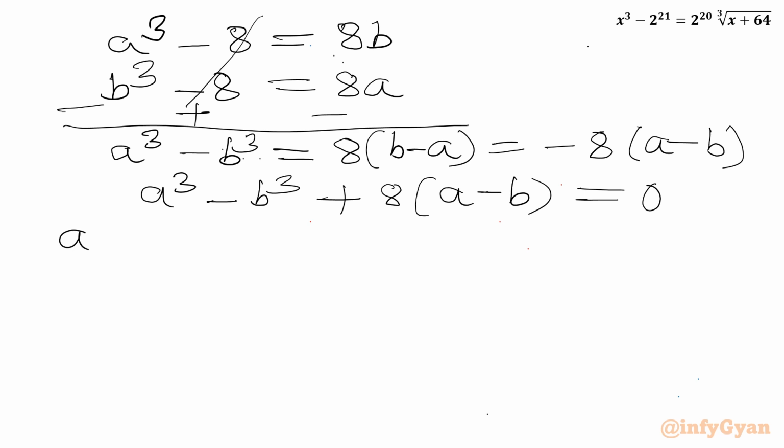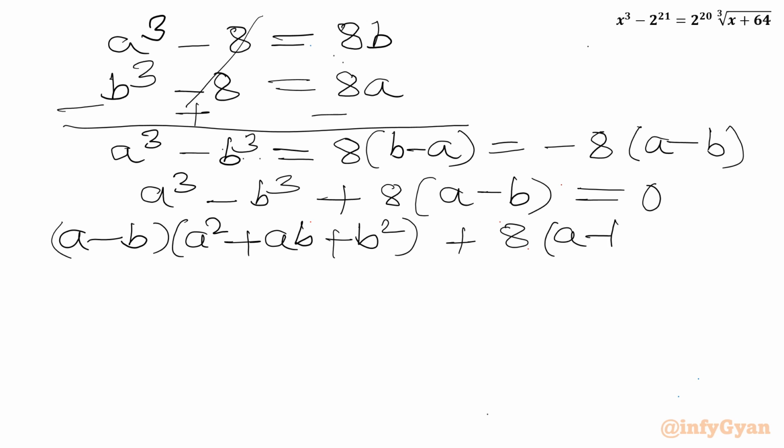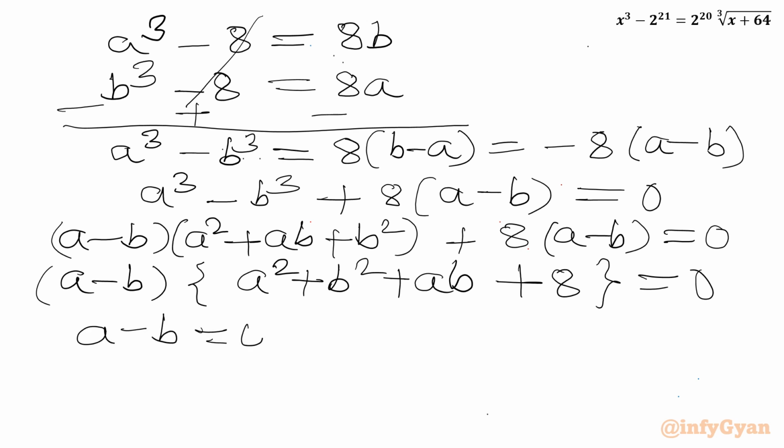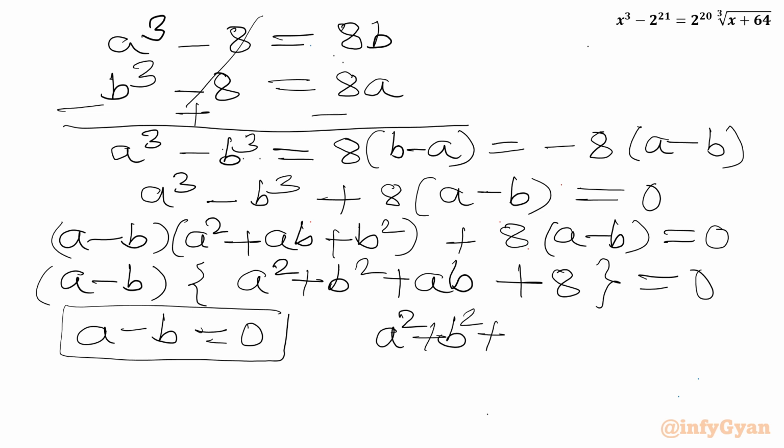Now we can write a cube minus b cube formula. It is a minus b times a square plus ab plus b square plus 8 times a minus b equal to 0. Now a minus b is common. So in other bracket we can write a square plus b square plus ab plus 8 equal to 0. So from here we can conclude either a minus b will be equal to 0 or a square plus b square plus ab plus 8 equal to 0.